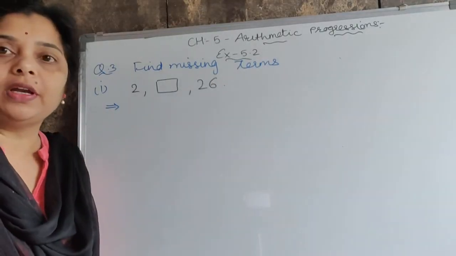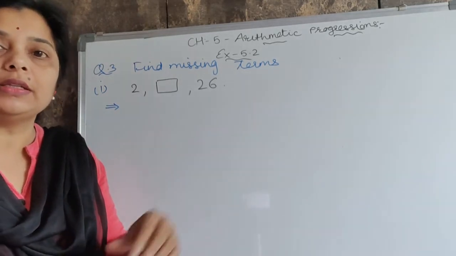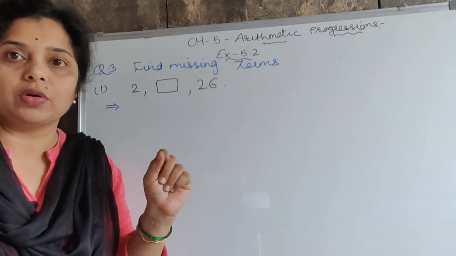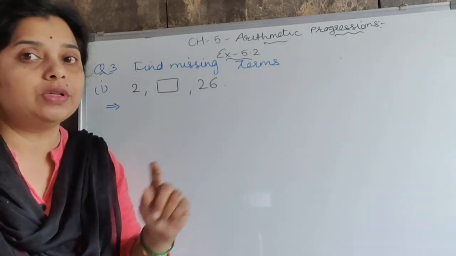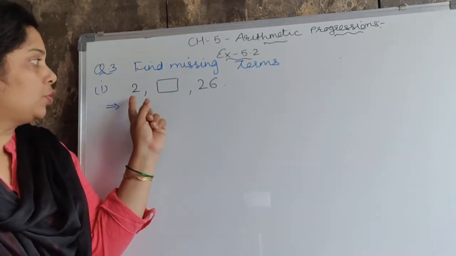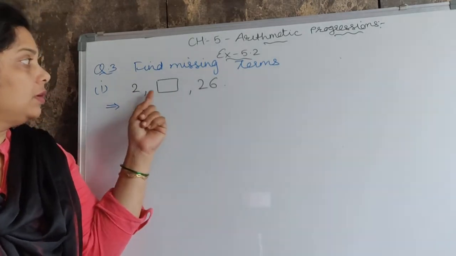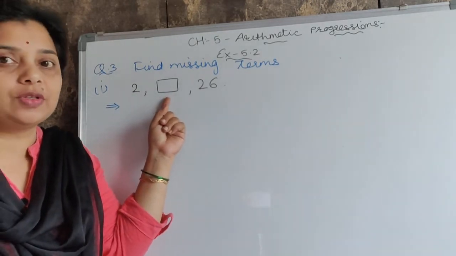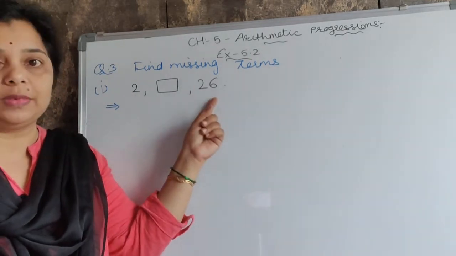Third question, find out the missing term. Here the terms are given and in some places there is a rectangular box and in that the number is not given. It means the term's value is not given. Here in first case, in first sum, total terms are 1, 2 and 3. In between term, it means second term is not given and we have to find out. The first term is given, last term is given.